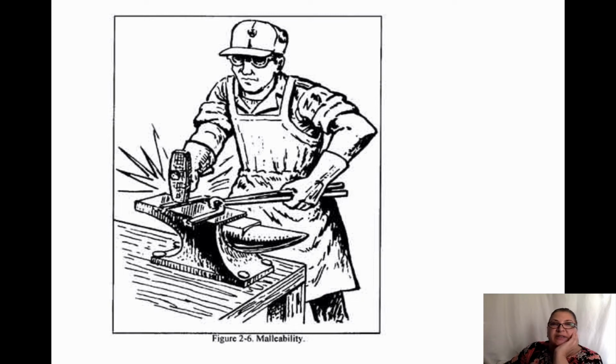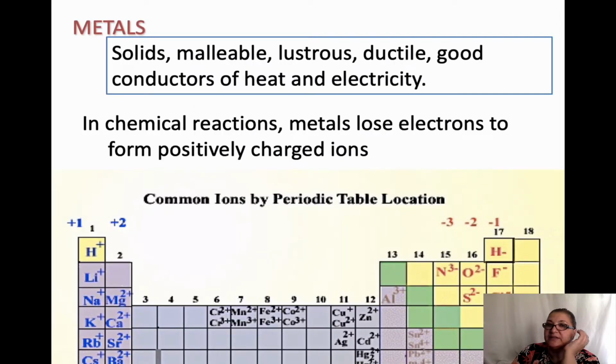Hello everyone. Today we're going to learn more about the properties of the periodic table. We had a coloring activity and we had a lab, and we've learned, to sum it up, that metals are solids, malleable, shiny, ductile, and they conduct heat and electricity.